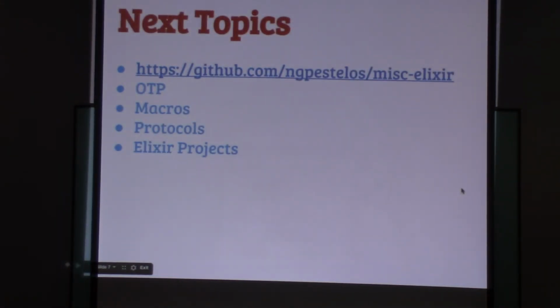I didn't cover OTP. OTP is a framework. Just as Ruby has Rails, Erlang or Elixir has OTP, it provides a lot of convenience when you're developing distributed applications. The code is there.